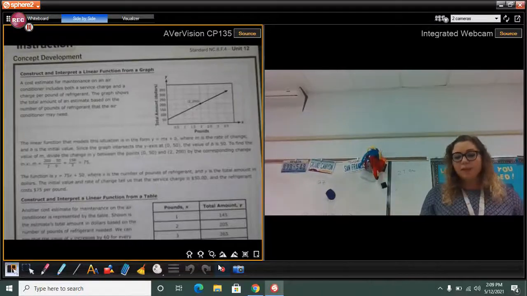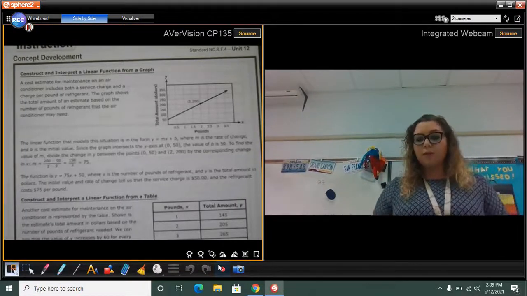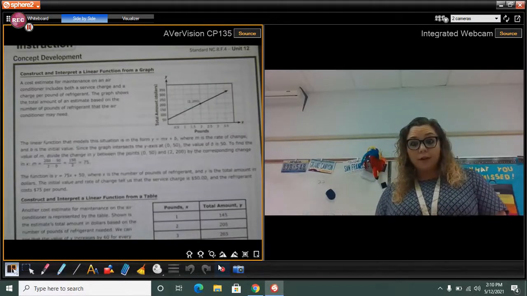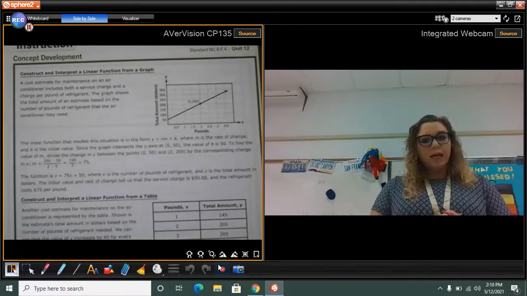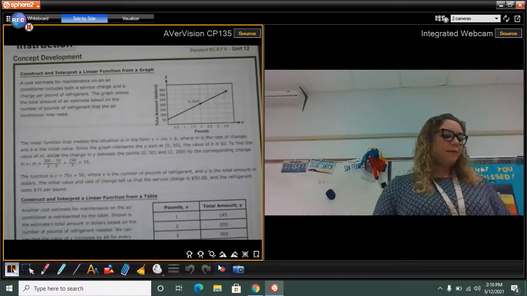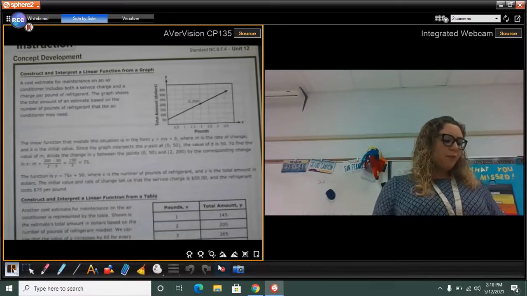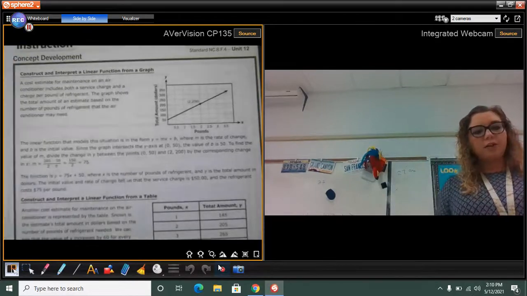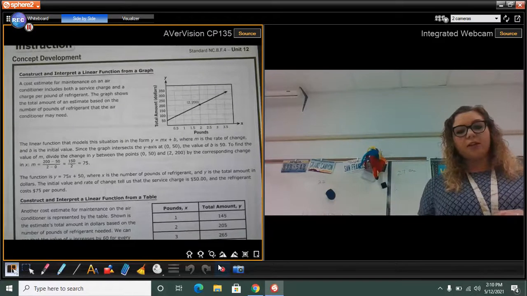Hey guys, so we're going to continue working on what we've been working on yesterday, except now we are going to actually solve some problems, okay, and read some word problems, which I know you all love. Okay, we're back on page 114, because yesterday we just talked about how to find an equation of the graph.